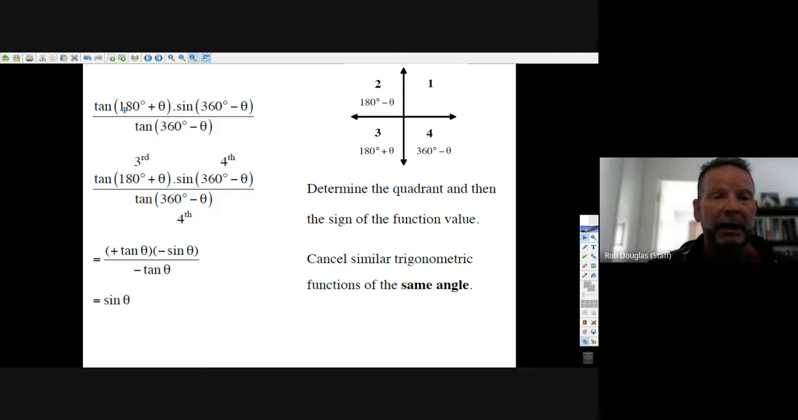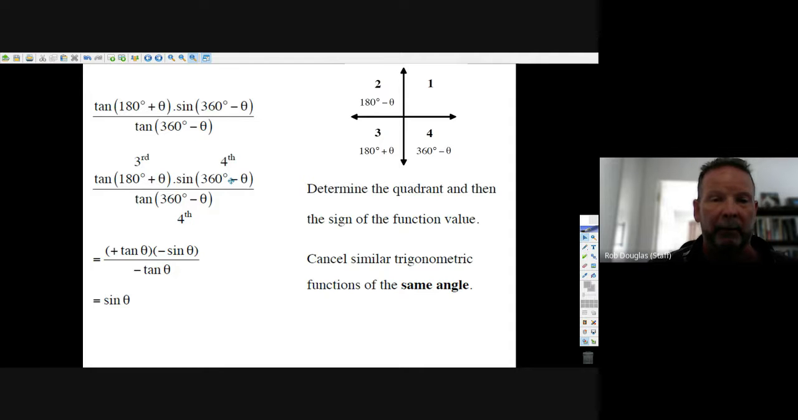Same thing, here's 180 plus theta. If you know where it is, you're in the third quadrant. Well, hey, tangent is positive there in the third quadrant. Just figure out which quadrant it's in. 360 minus theta, that's the fourth quadrant, and sine's negative there.